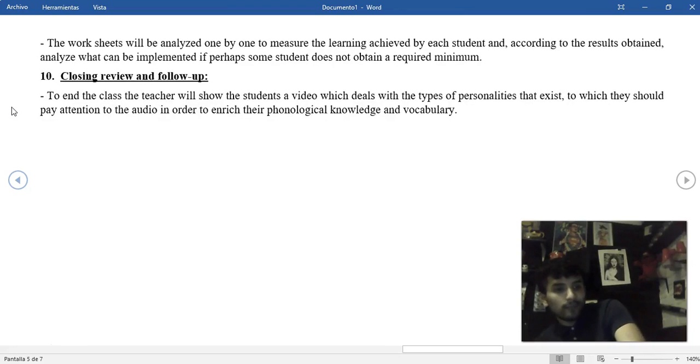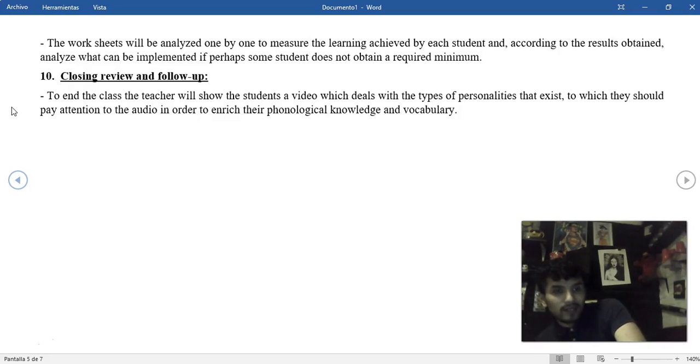The assessment. The way in which I'm going to measure the knowledge and learning of my students is the worksheets. I'm going to analyze the worksheets in which my students worked one by one to measure the learning achieved by each student according to the results obtained. I'm going to analyze what can be implemented in my class if perhaps some students do not obtain the required minimum.